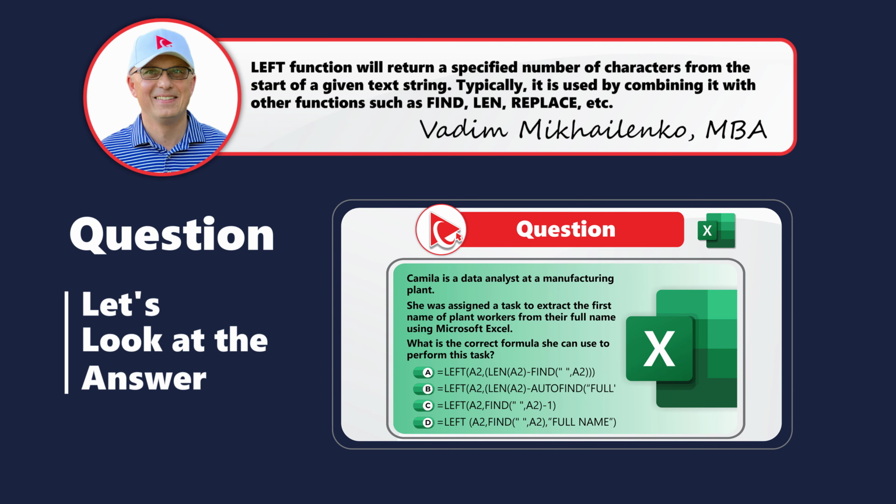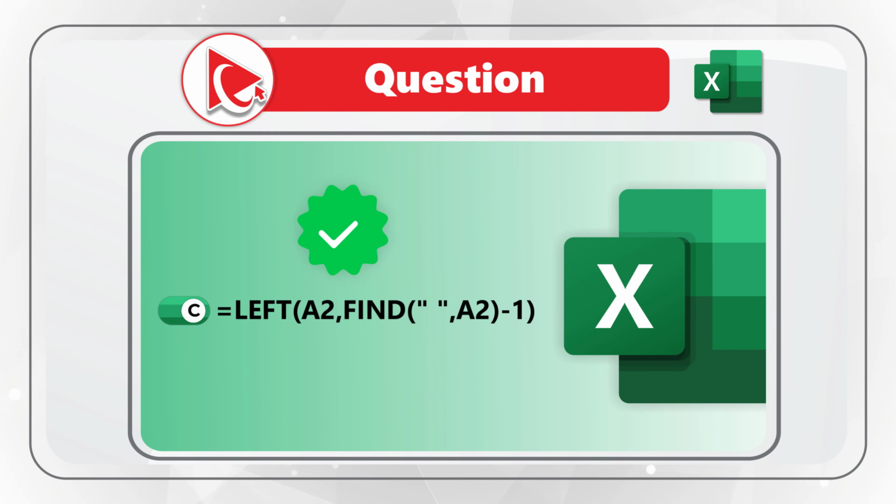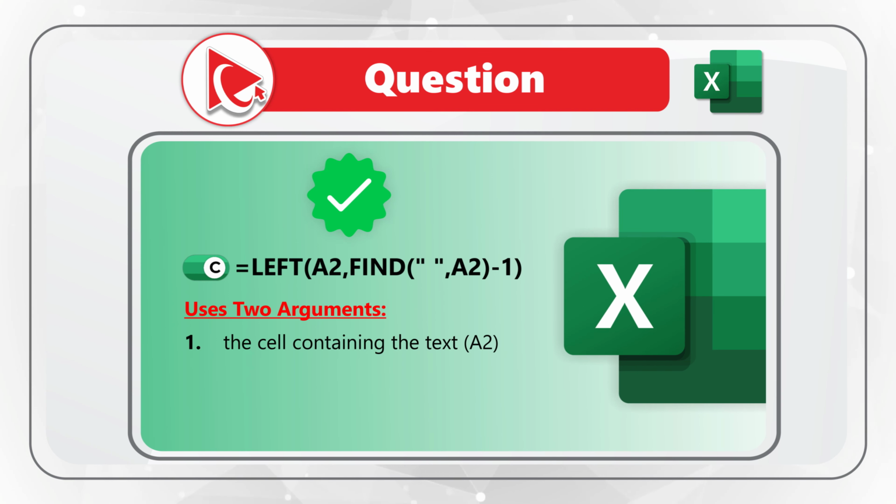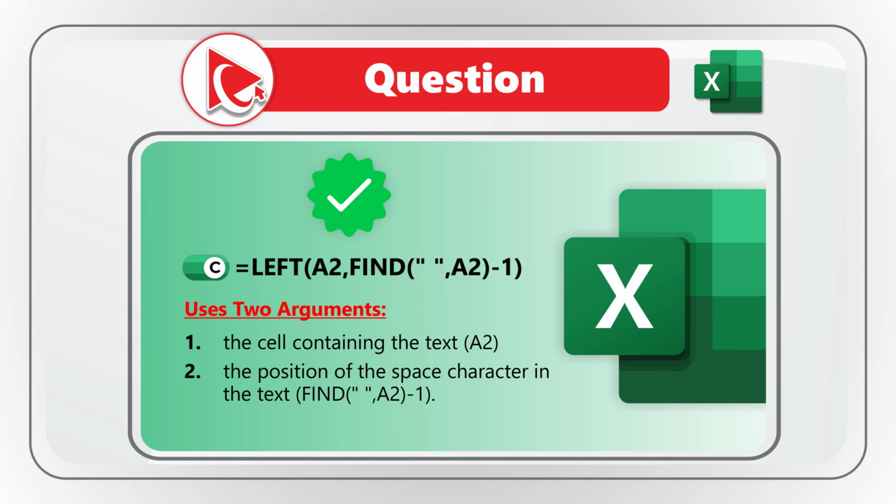As you might have guessed, the correct choice is choice C. It uses left function and provides 2 arguments. First argument would be value of cell A2, and second argument would be find function, which supplies space, as well as argument A2 minus 1.